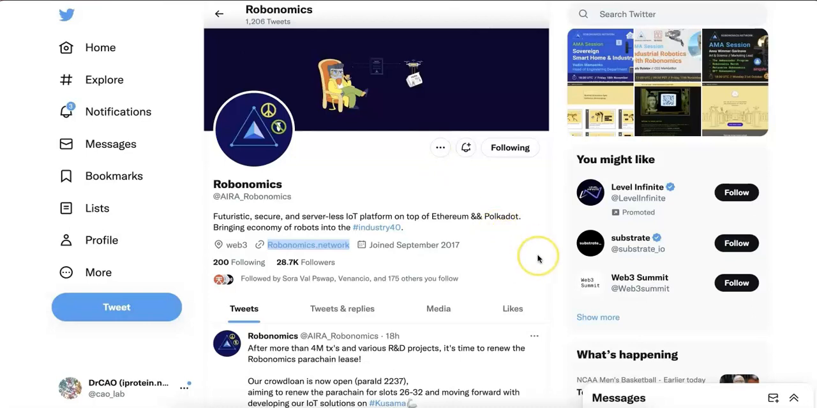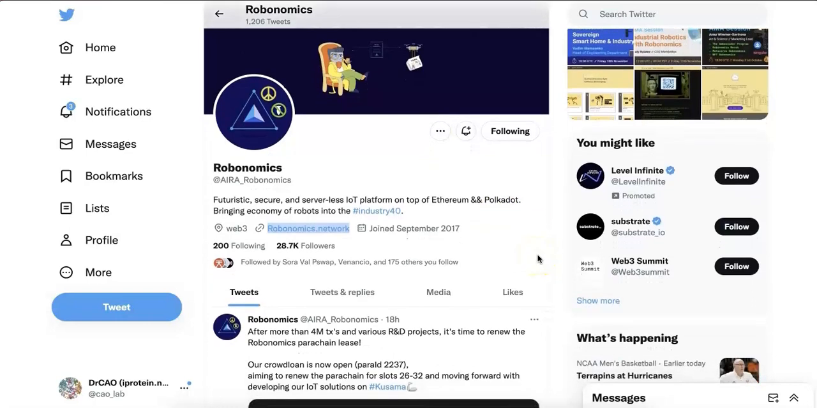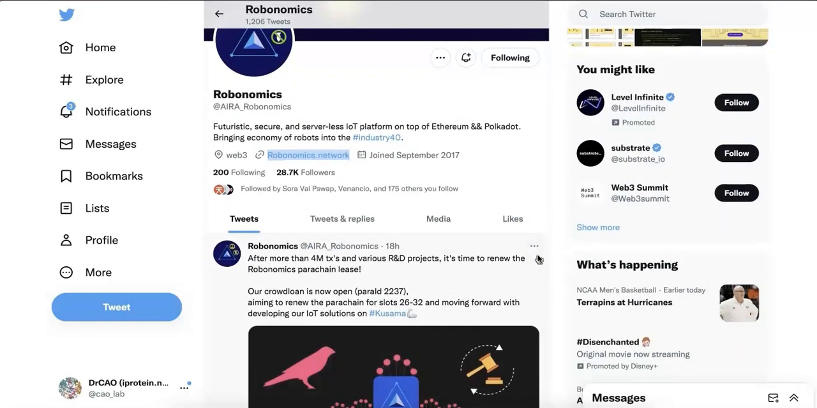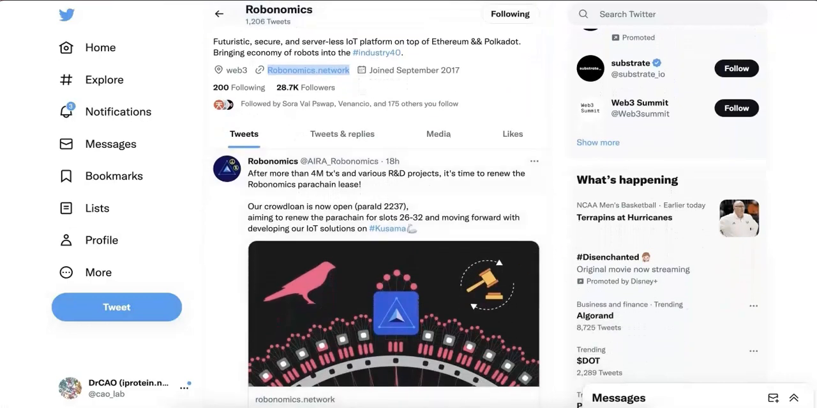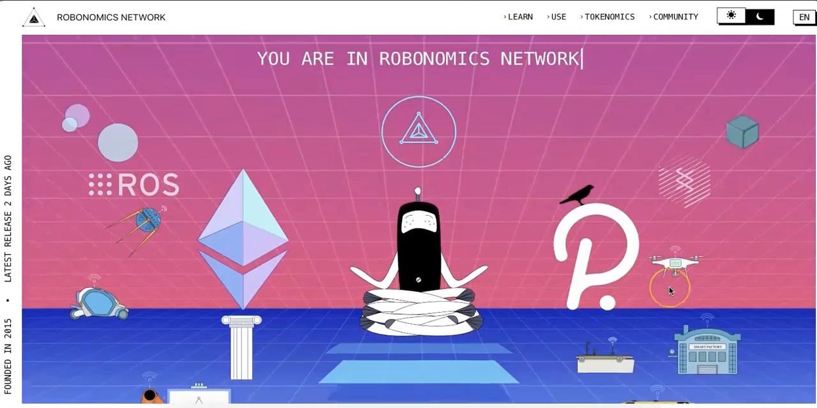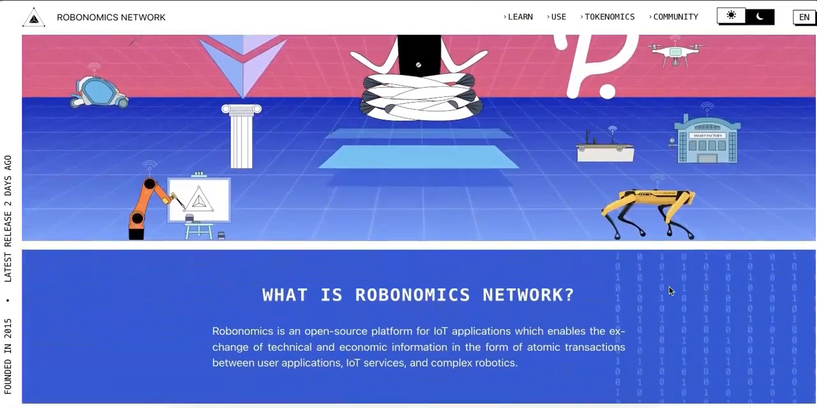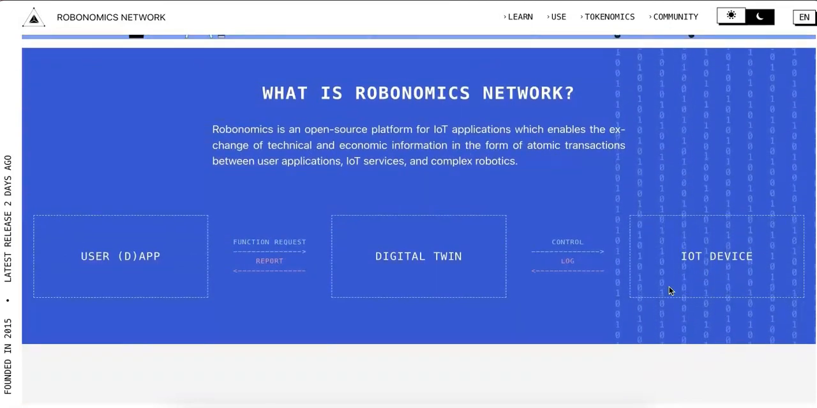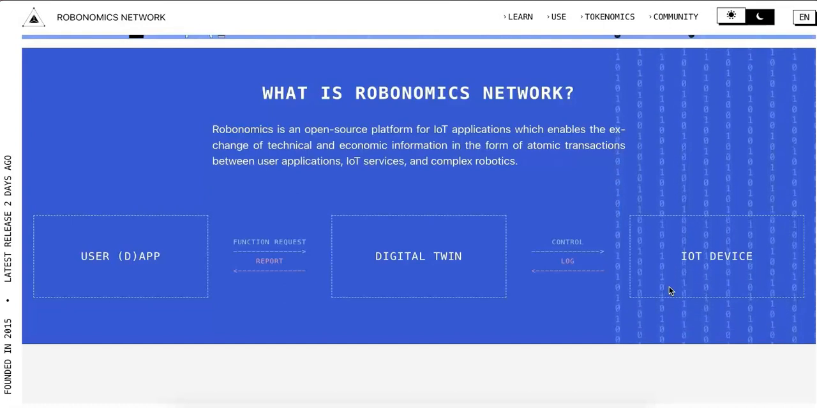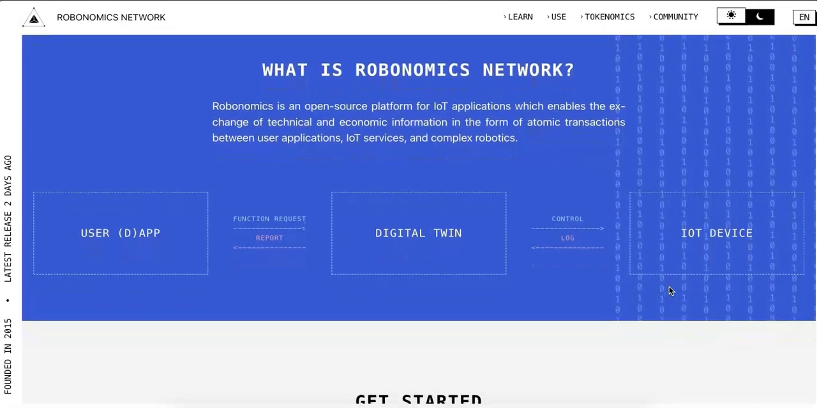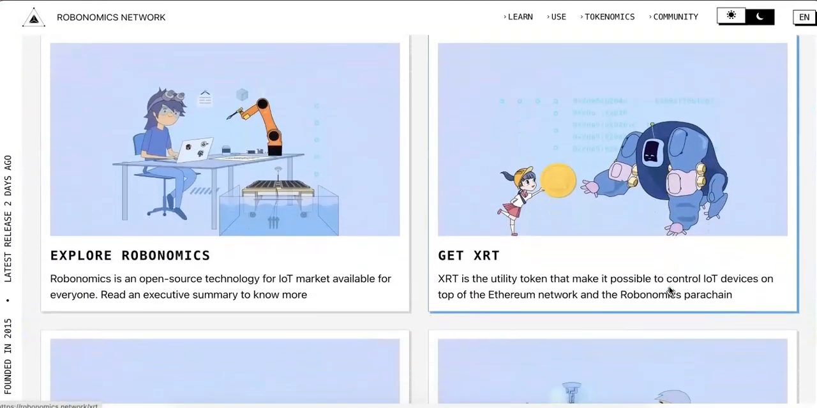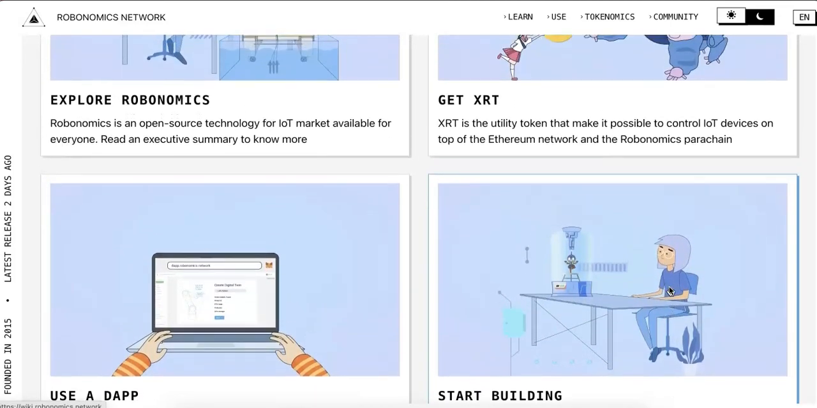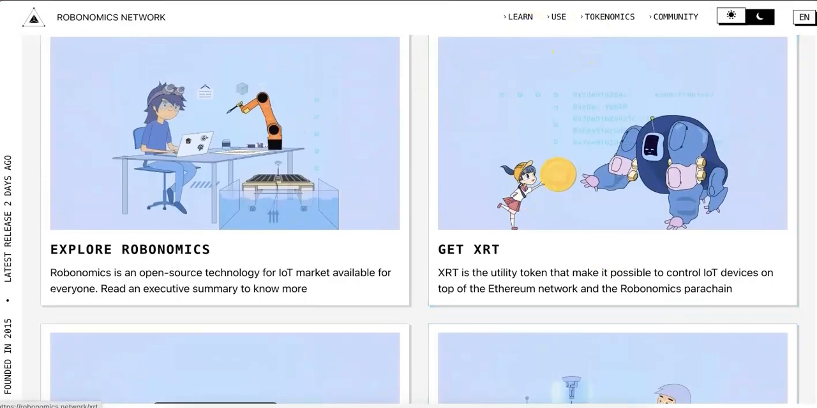On their Twitter, Robonomics has 28.7k followers, and today they just made a post about the crowdloan. It's open today. Now let's take a look at the website. The Robonomics network is an open source platform for IoT applications, which enables the exchange of technical and economic information in the form of atomic transactions between user applications, IoT services, and complex robotics. So this is the Robonomics network.